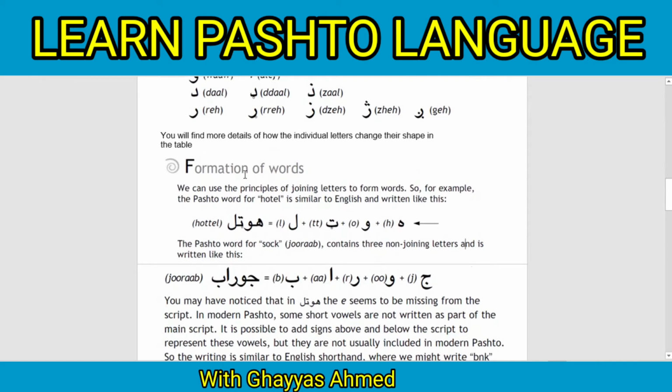So, formation of words. We can use the principles of joining letters to form words. For example, the Pashto word for hotel is similar to English and written like this: He plus Vav plus T plus Lam, hotel. The Pashto word for sock, Jurab, contains 3 non-joining letters and is written like this: Jim plus Vav plus Re plus Alif plus P, Jurab.